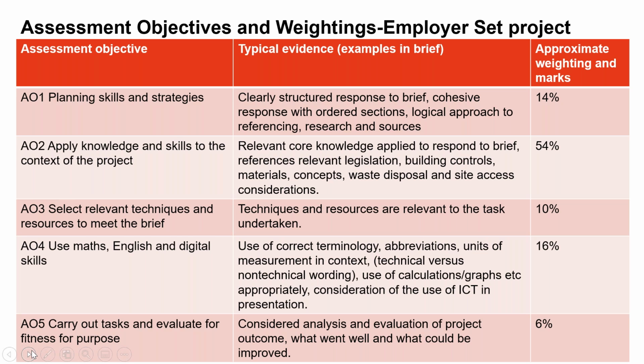So I'm just going to really quickly go through how these are broken down a little bit further. So bear in mind, the highest weighting is AO2, application of knowledge and skills. We've got 10% weighted about, do they select the relevant techniques and resources to meet the brief? You know, a bit common sense, I would have thought. 16% is against maths, English and digital skills. And AO5 is only 6%, which is pure evaluation, which really is down to one task, I think, at the end. So we'll just go through those again.